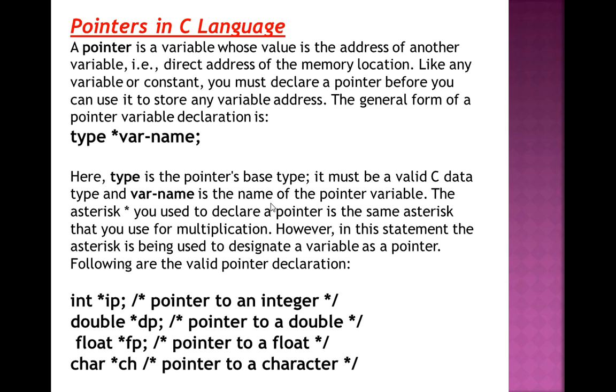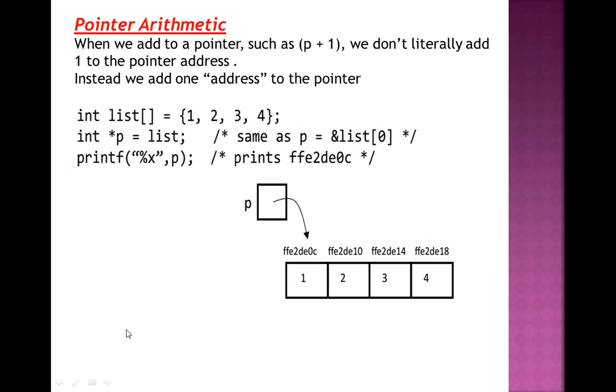A pointer variable can store the address of another variable. Like any variable or constant, you must declare a pointer before you can use it to store any variable address. The general form is type, asterisk, variable name, like int *ip, that is, ip is a pointer variable that stores the address of an integer value. In the same way, dp is a pointer variable that stores the address of a double value.